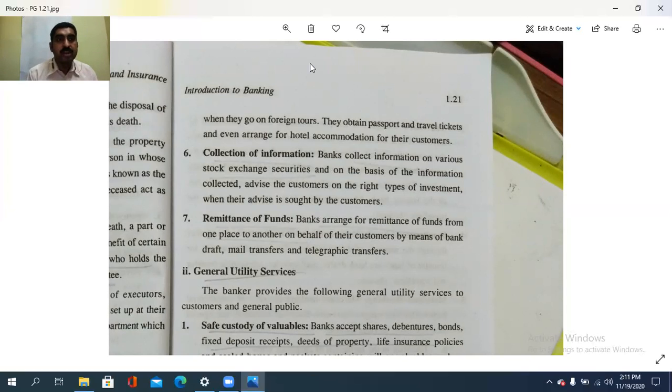So that is collection of information. Banks can collect the information on various stock exchange securities.